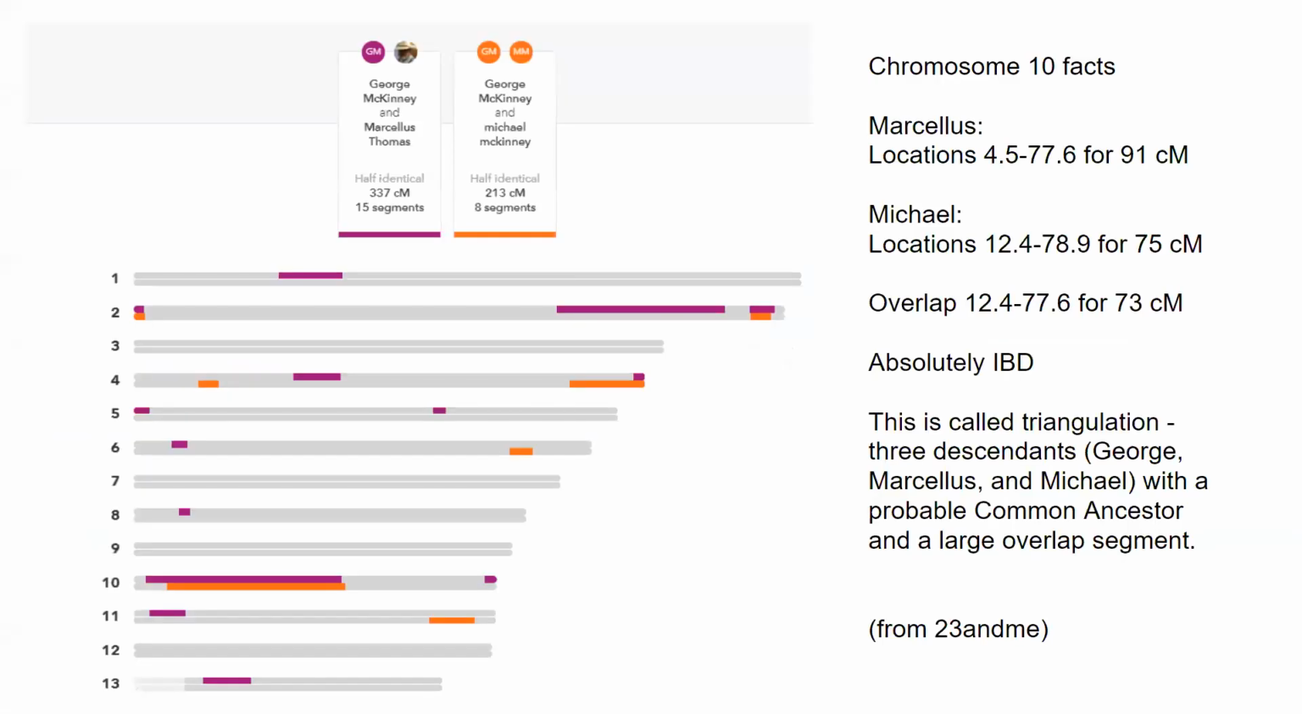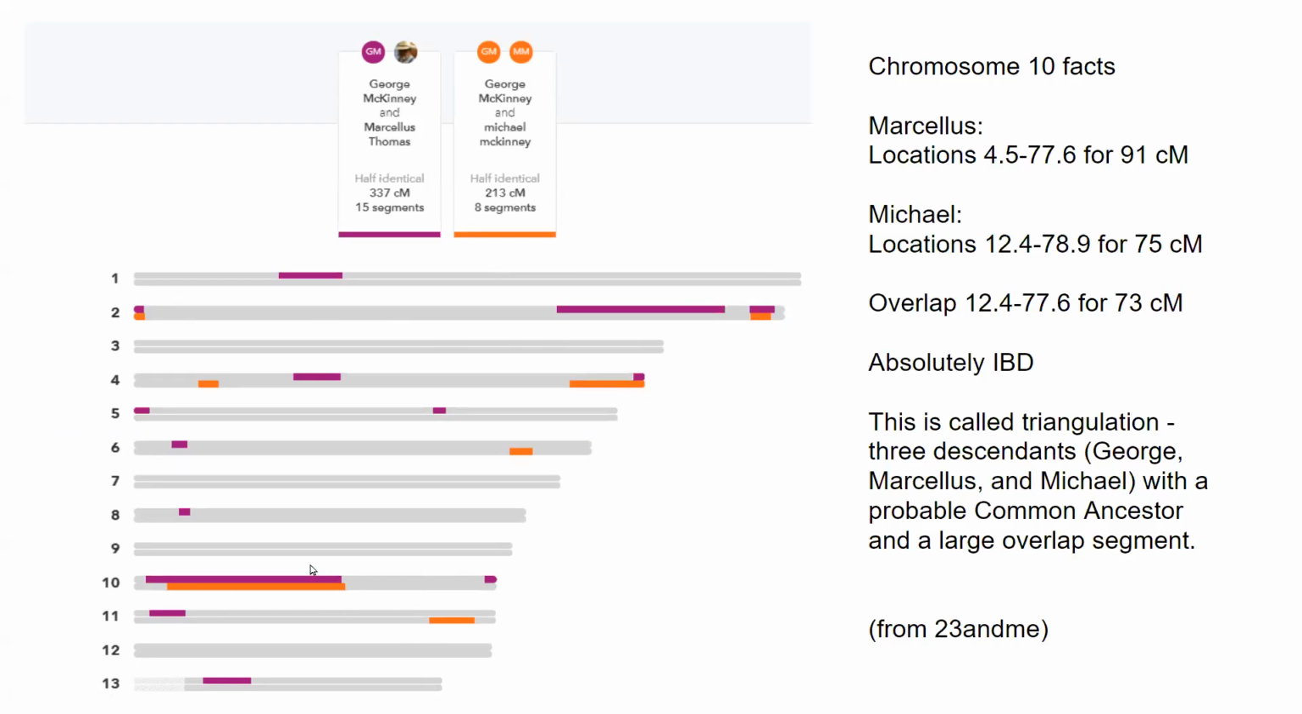Okay, let's go to triangulation. So the basic idea, we looked at Marcellus earlier, and we saw that he had a big chunk where he matched me on chromosome 10. Well, now we're going to look at Michael Mckinney. Michael's another relationship of mine from the same Samuel Mckinney grouping. And look here on chromosome 10. Michael matches me on chromosome 10. They both match me on chromosome 2 in 2 places and on chromosome 4 in 1 place.